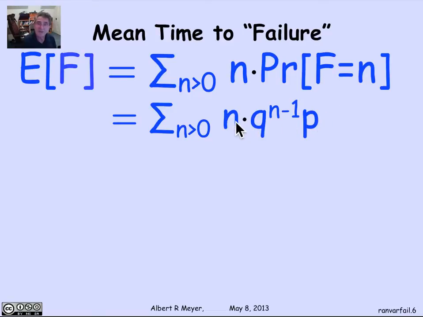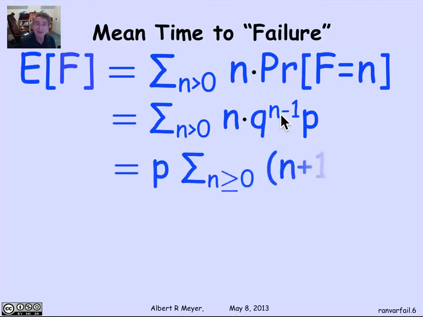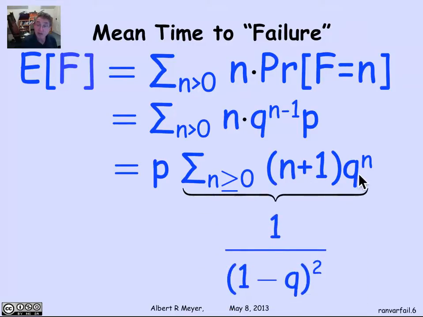And then I can simplify matters if I replace n by n plus 1, and then I get a q to the n power. So this is equivalent to p times the sum over n greater than or equal to 0 of n plus 1 times q to the n. Now this is a familiar generating function. It's simply equal to 1 over (1 minus q) squared, as we've seen already. So in short, the expectation of F is p times 1 over the square of 1 minus q.